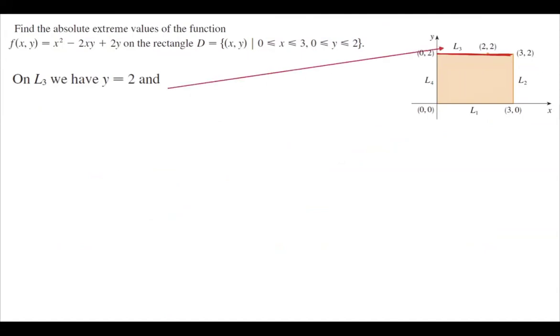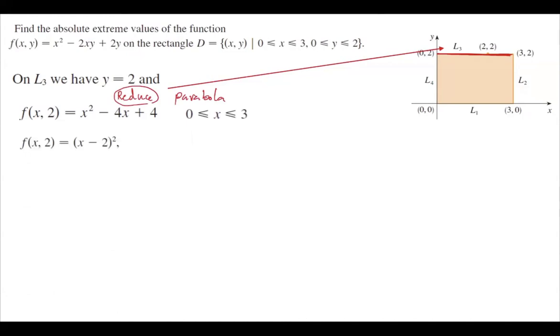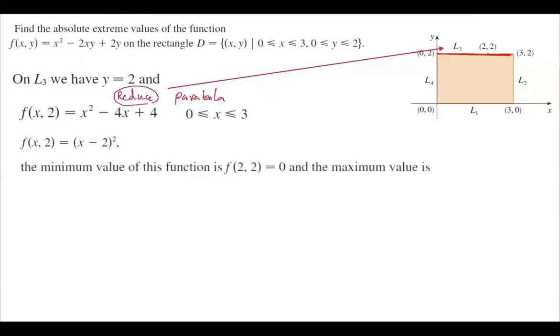On L3, as you can see, your y value is fixed and it is equal to 2, and x is bounded between 0 and 3. You can reduce the function into x squared minus 4x plus 4, which is a parabola. The behavior of this parabola is very easy to work with and analyze. This function also can be written as x minus 2 to the second power. The minimum value of this function is f of 2 and 2, which is 0, and the maximum value is f of 0 and 2, which is 4.